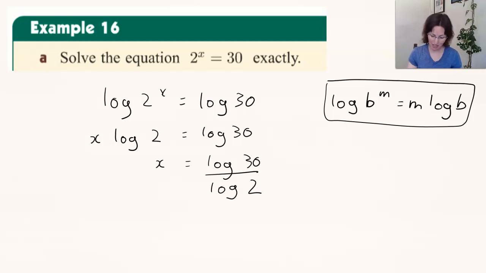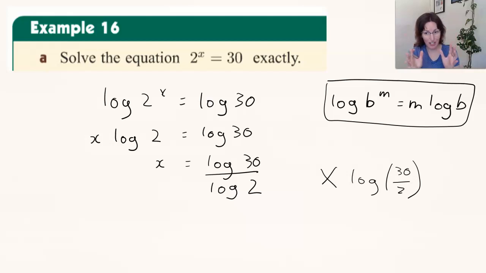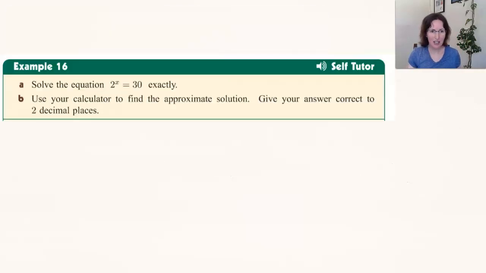Just a reminder that this is not equal to log of 30 over 2. You can't remove the log like that and make it one log. That's a different law. So the second part of this question was to find the answer to 2 decimal places.